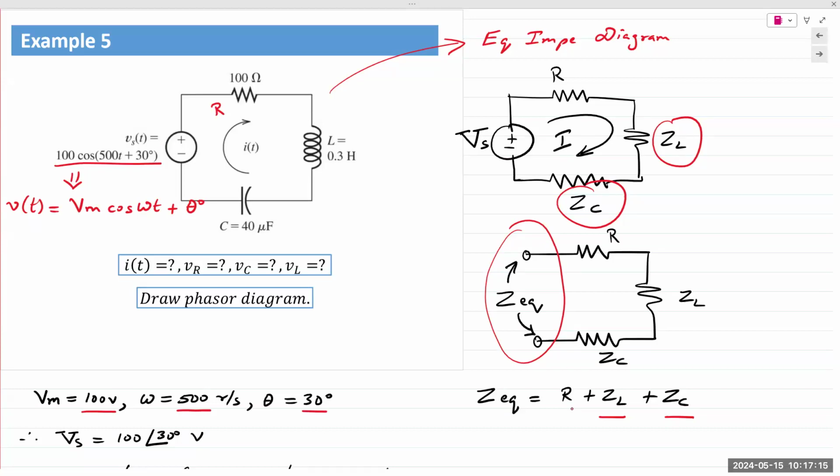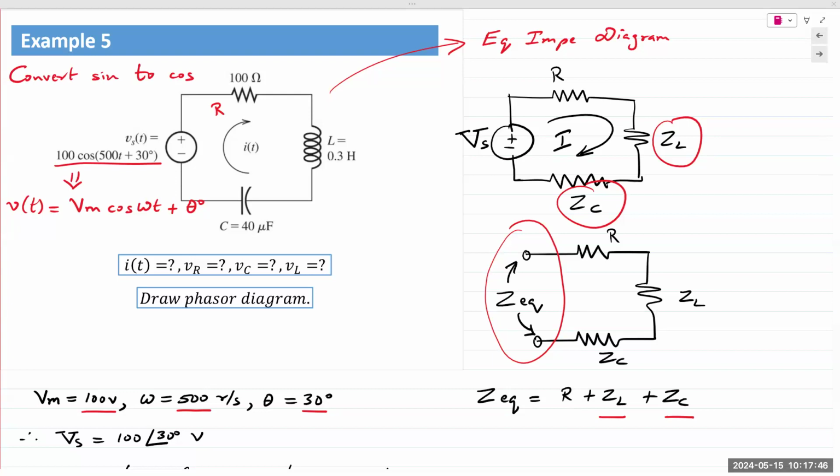If the source is not given in cosine, then you have to convert it to cosine. So convert sine to cosine. Otherwise, you cannot write out the phasor. Again, if the source is given in sine, you need to convert it to cosine.